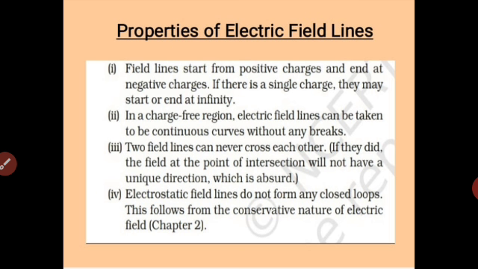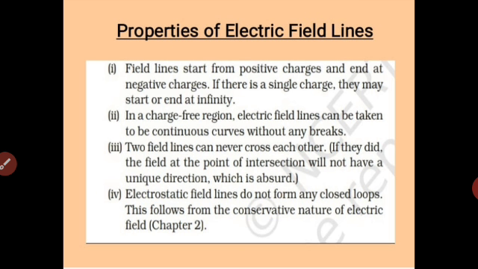Let us now look at the properties of electric field lines. This is taken from the NCERT textbook. First property, field lines start from positive charges and end at negative charges. If there is a single charge, they may start or end at infinity. A single charge is also called an isolated charge.